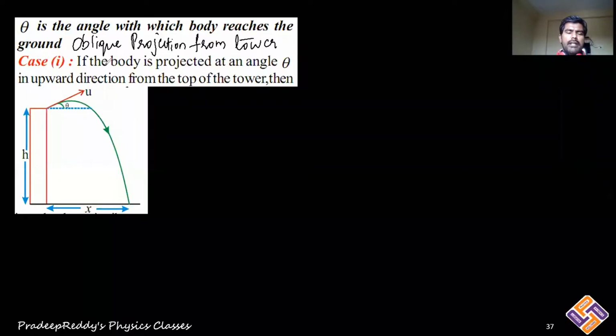Now let us see what happens if you are projecting obliquely a body from the top of the tower. Let me first mention these points. Let me take this point as A, this point as B, this point as C, and this point as D. Four different points I am choosing. A and B are at the same level. Check it up. You need to understand that A and B are at the same level.